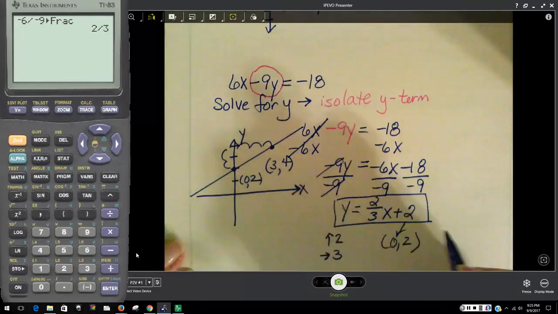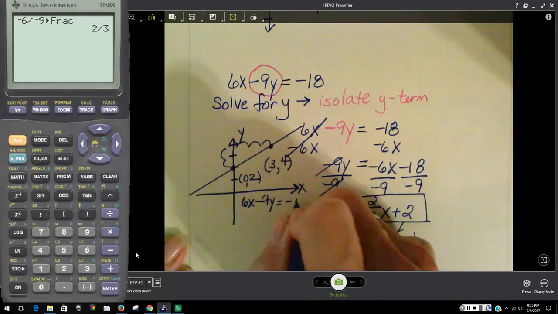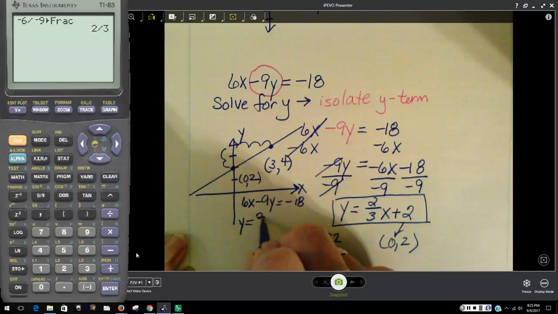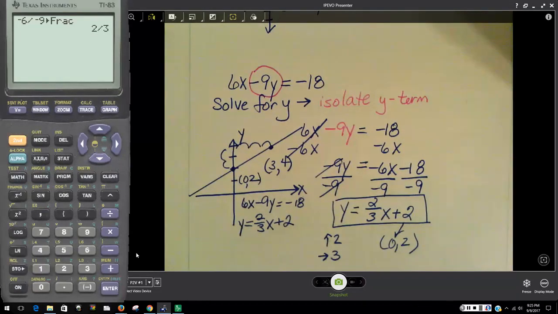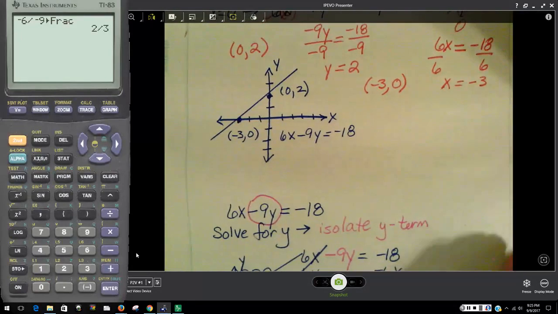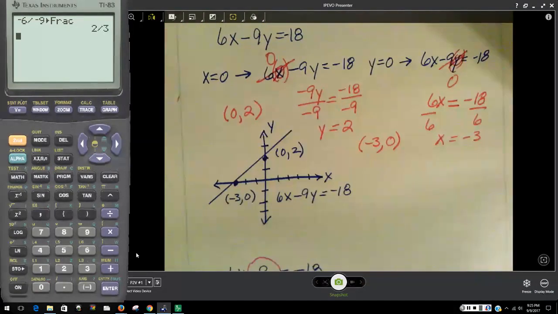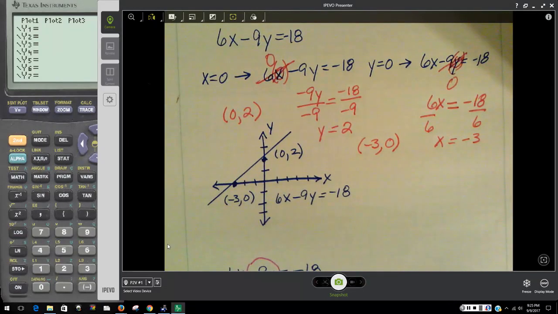And this is still the line 6x minus 9y equals negative 18, but it is graphed in the form y equals 2/3 x plus 2, and you'll notice that the lines are the same regardless of which way we graph them. That looks like the same line that we have here. So using either method, and again, you can also check on your calculator. We will do that in a minute. But using either method, then, we need to graph.